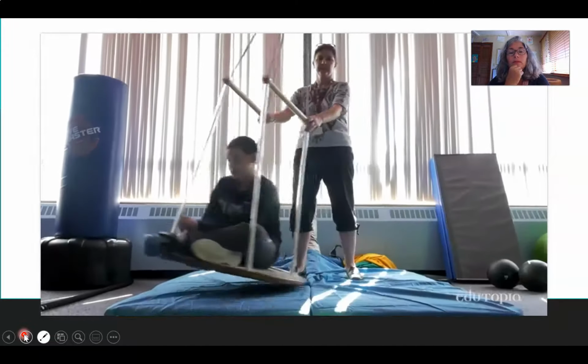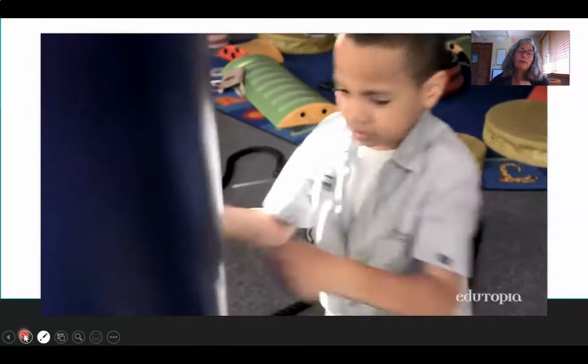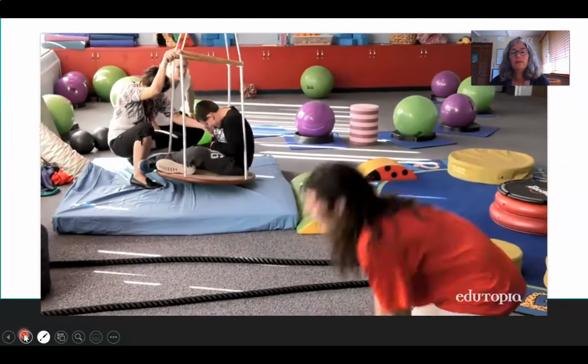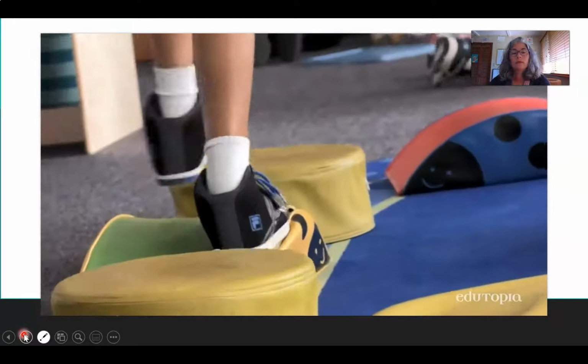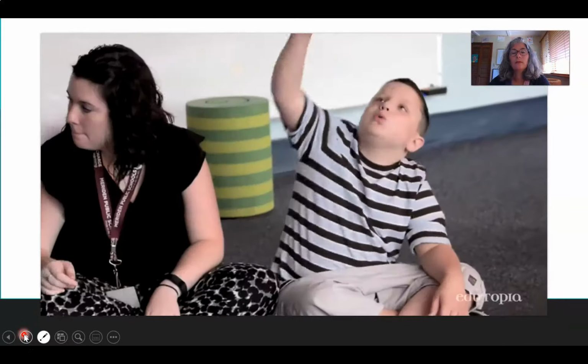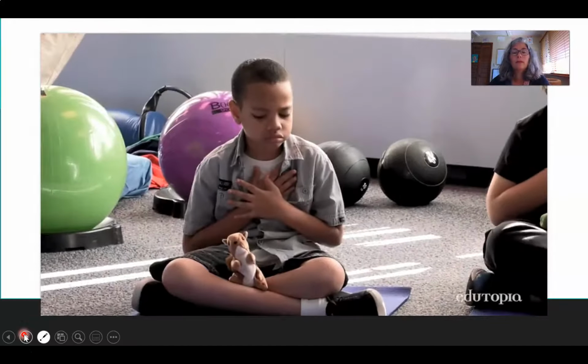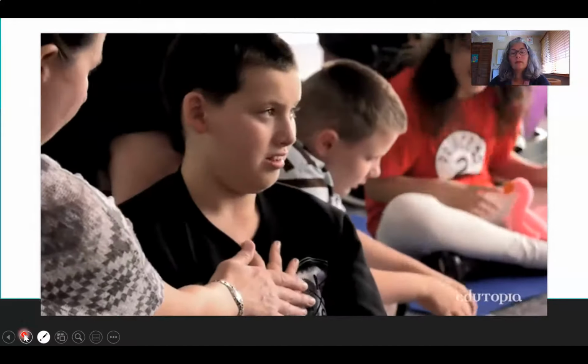Research shows that if the student's in the right mindset and they get their sensory needs met, they're going to be much better learners. So after the sensory room, they're able to focus more. They're able to learn easier, and they retain more information, I find. Hands to your heart space. Take a deep breath in.